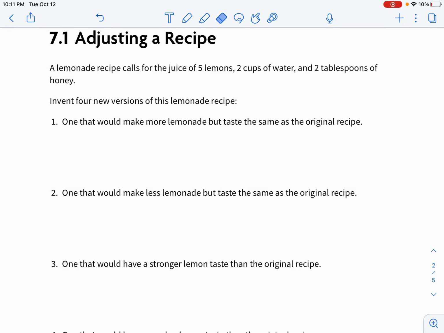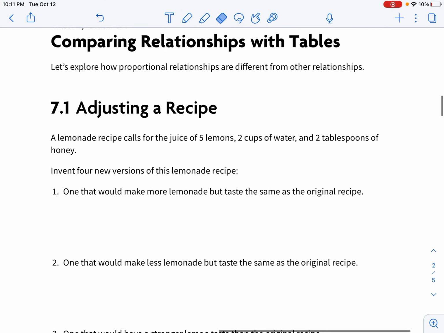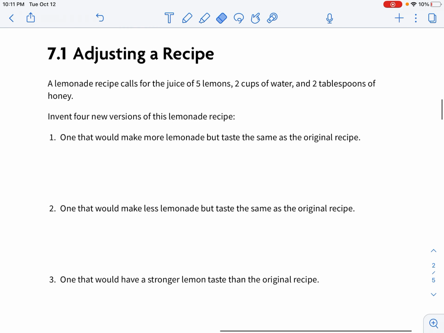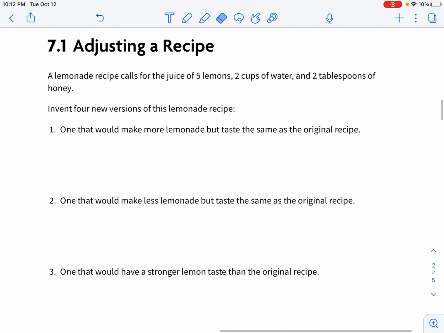All right, we're going to look at comparing relationships with tables and just see if we can tell if they're proportional or not. So just to get warmed up, kind of thinking about proportional relationships. We've got a lemonade recipe. First two questions, we need to keep it the same proportion so it tastes the same.